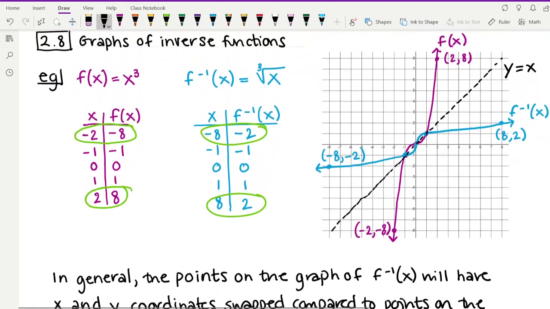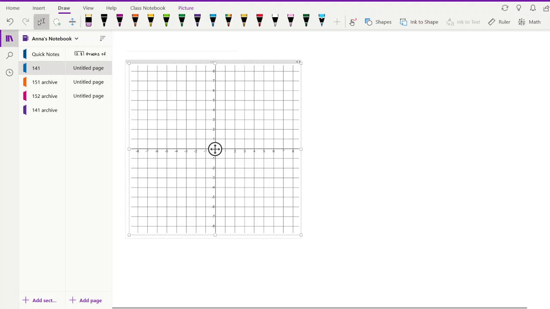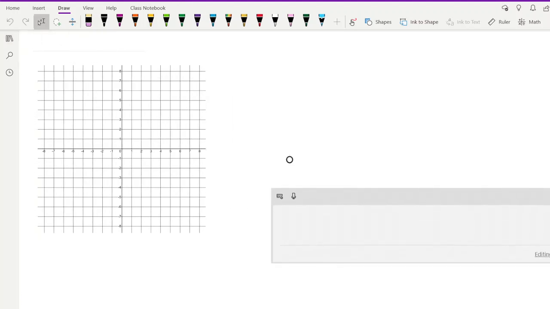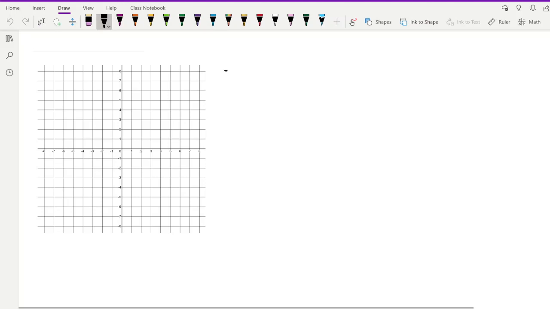So I want to look at a couple more examples of graphing a function and its inverse, and then kind of seeing this relationship for ourselves. And then we'll do an example where we don't actually have a formula for the function, where we just have to sketch the graph of its inverse based on the graph of the original function. So first example I want to look at is from, actually both of these are going to be from the last video.